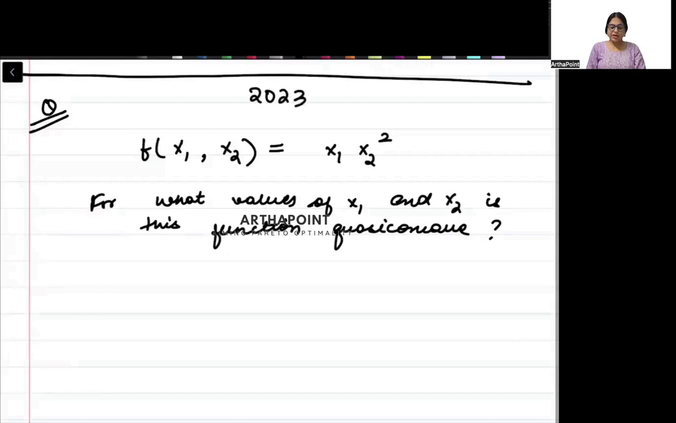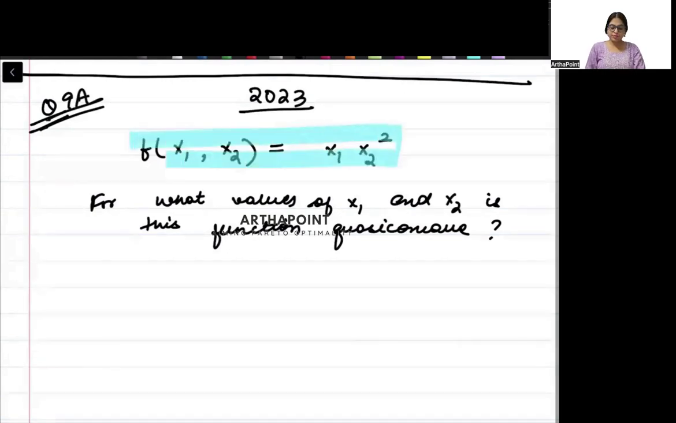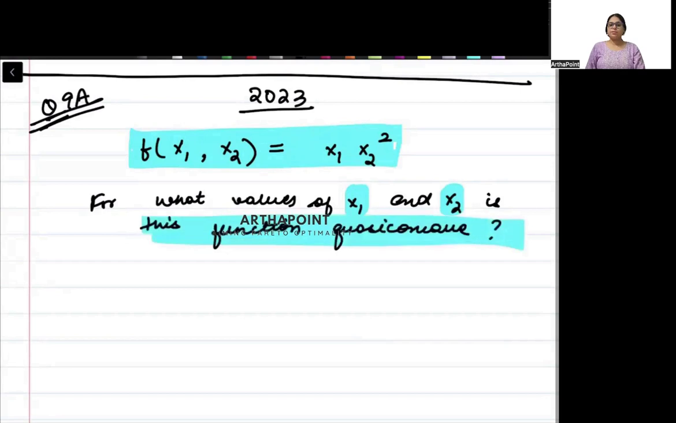This is 2023 question number 9A. Let us try to look into this question. So you are given this function and it is asking you for what values of x1 and x2 is this function quasi-concave, right? So let us try to go ahead and see this question.